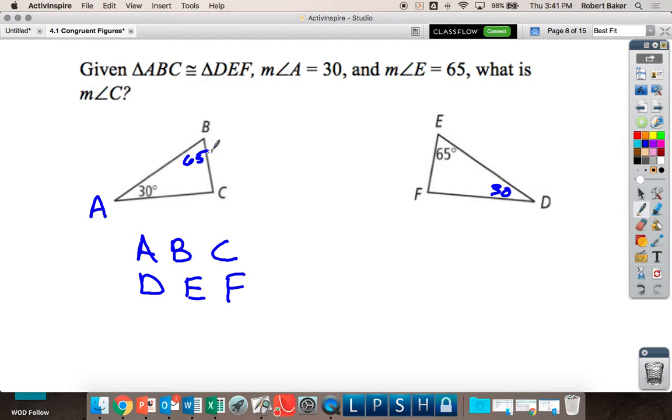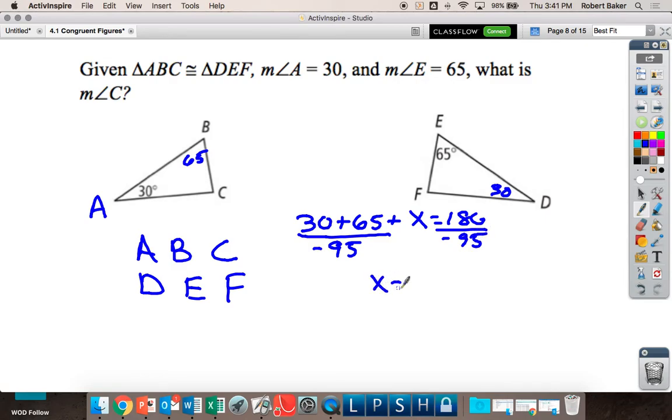How many degrees are in a triangle? 180. I have 2 of them, 30 and 65, and something equals 180. Add these together and you get 95. So I want to subtract 95 from both sides. And you get 85. So if the third angle of this triangle is 85, how big is the third angle of this triangle?